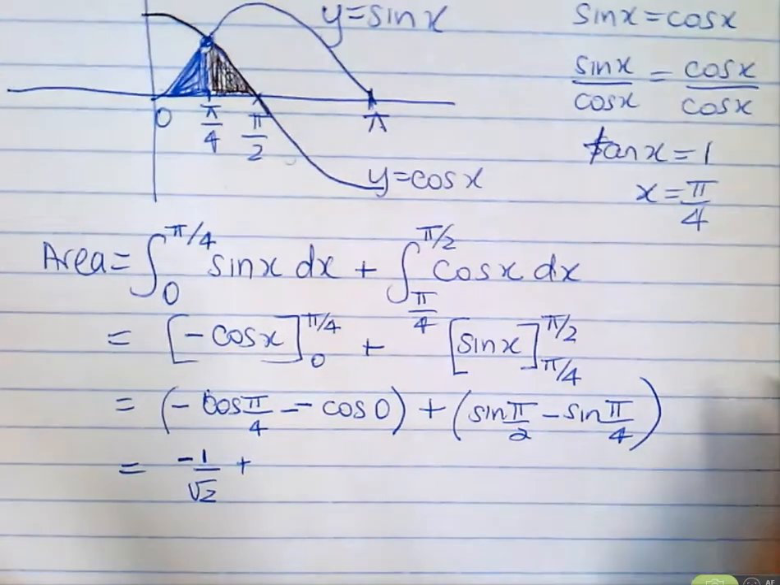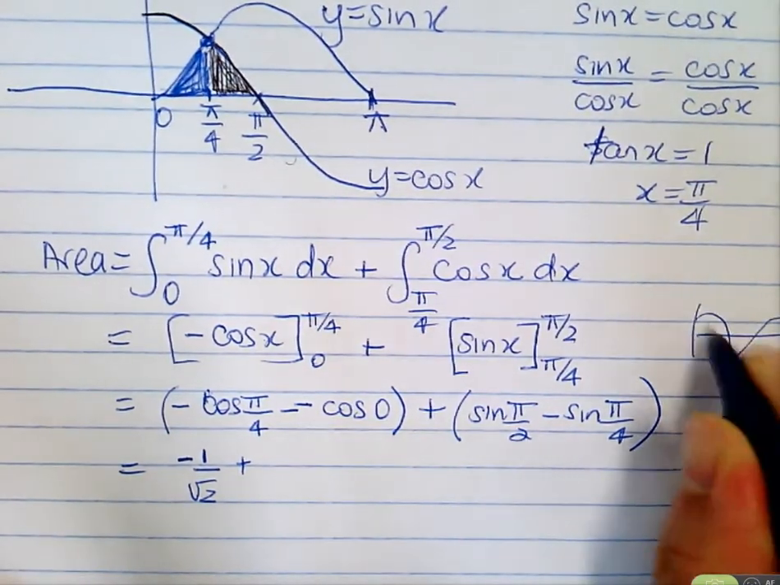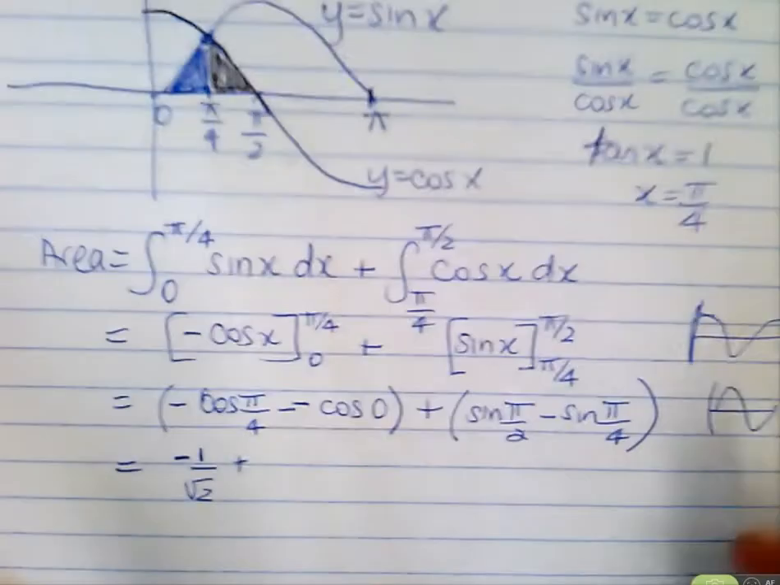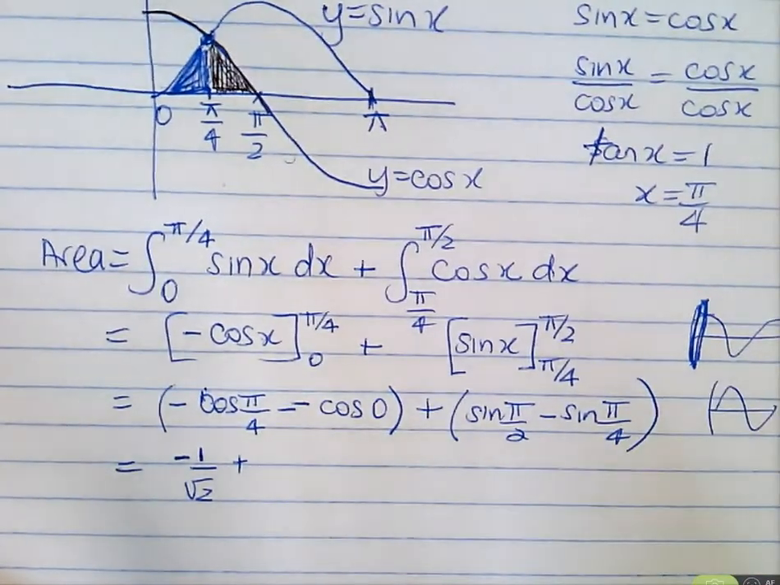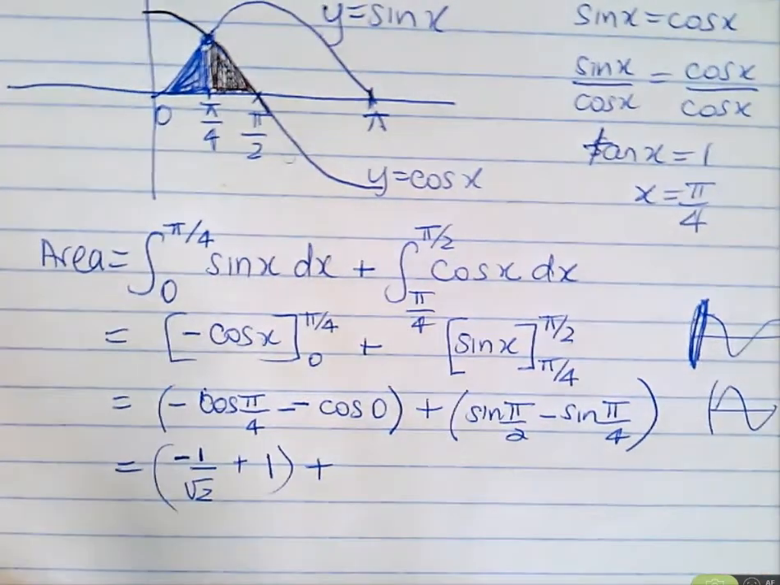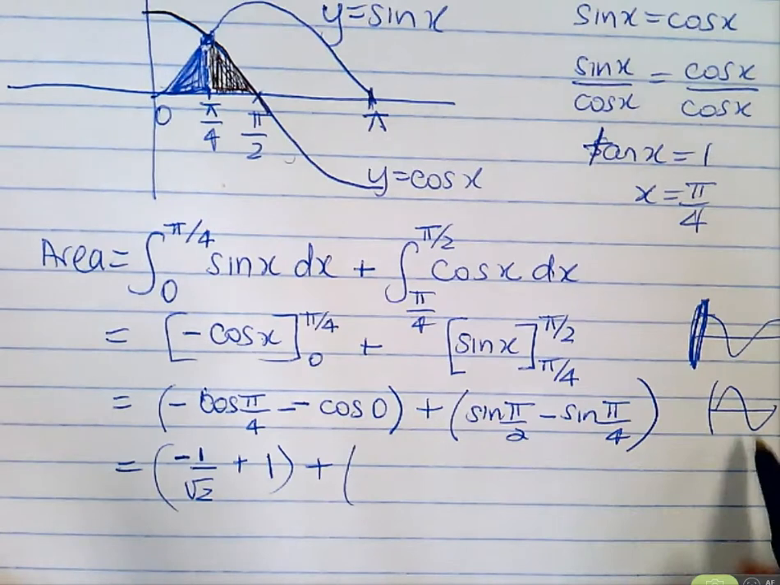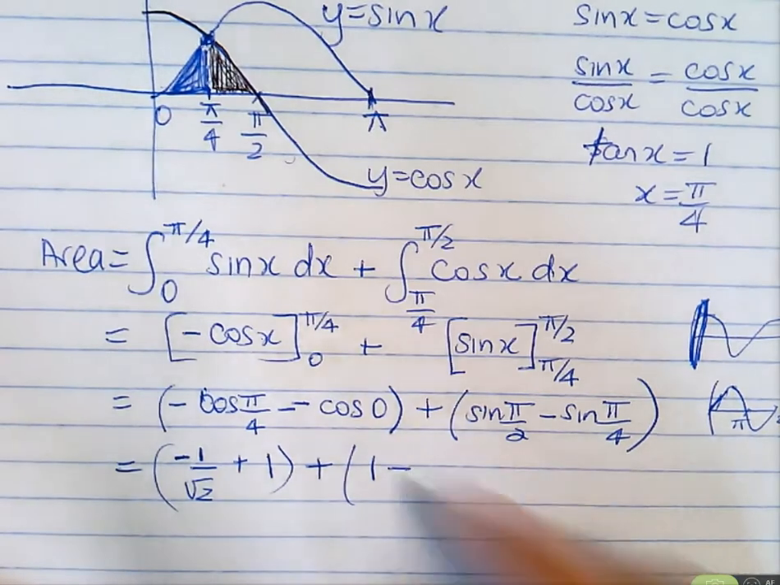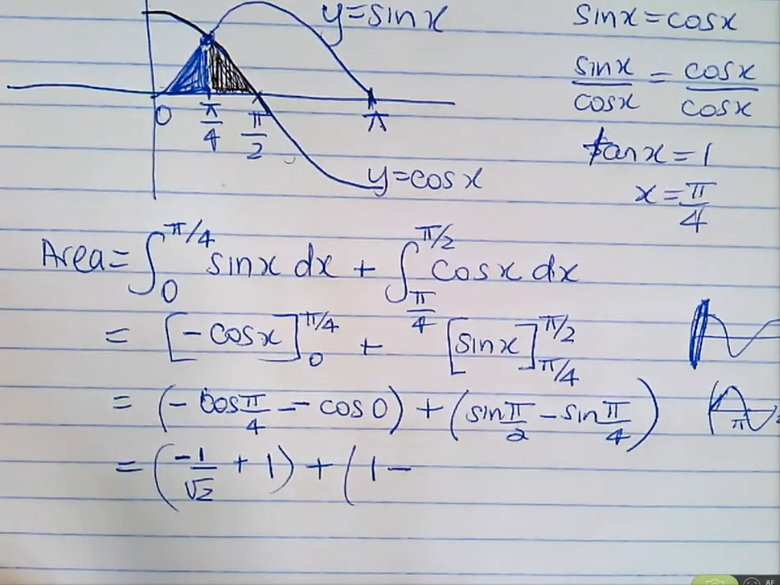What's cos of 0? Here, just have a little cos curve there and a little sine curve there. Sorry, my cos curve's really bad. Cos of 0 is 1, plus, what's sine pi on 2? No, it's not. It's 90. There's pi, there's 2 pi's. Sine pi on 2 is sine 90, which is 1. What's sine pi on 4?